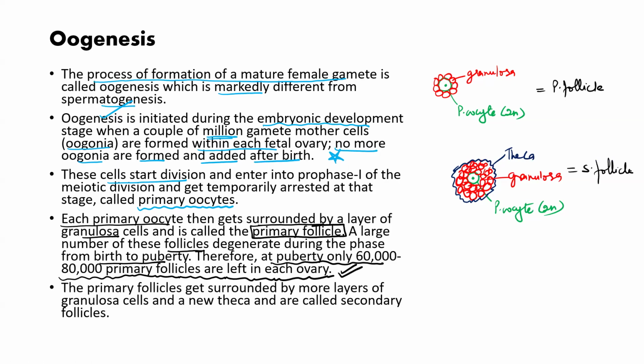I hope the primary follicle and secondary follicle structures are clear. A primary follicle surrounded by more layers of granulosa plus a new theca is known as a secondary follicle. This much labeling might be easy for you. Now see next.